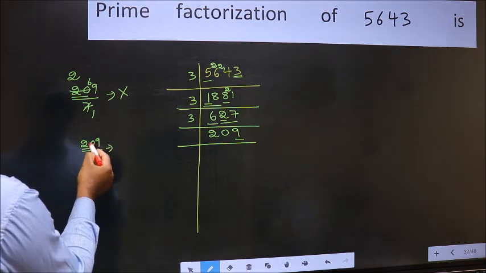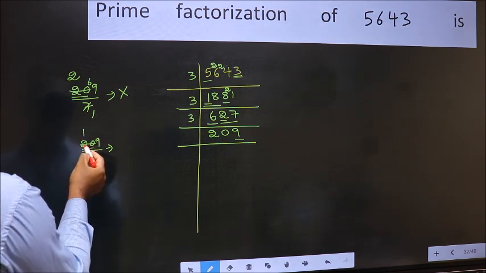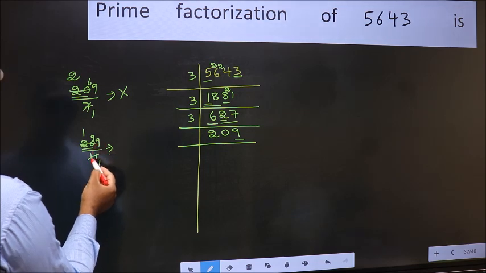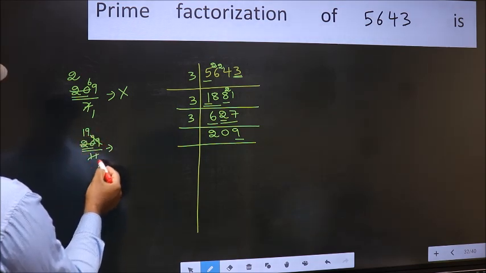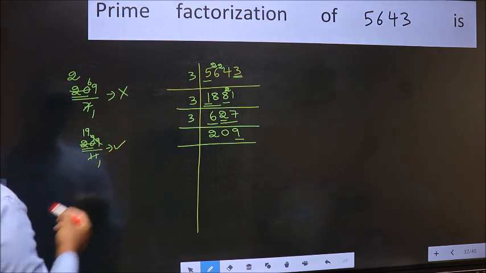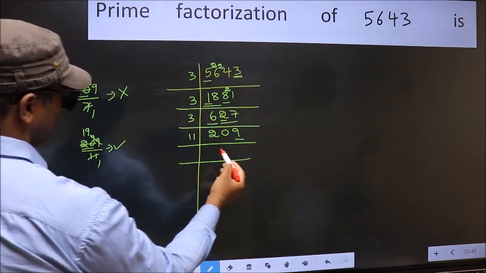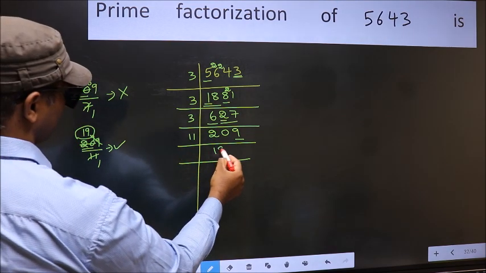A number close to 20 in the 11 table is 11 ones 11. 20 minus 11, 9, 9 carried forward, 99. When do we get 99 in the 11 table? 11 nines 99. No number has been left out, so this is divisible by 11. So 11 here. And here we should write this number 19.